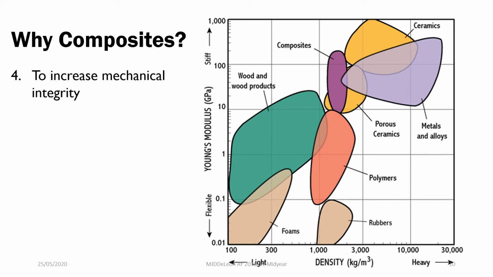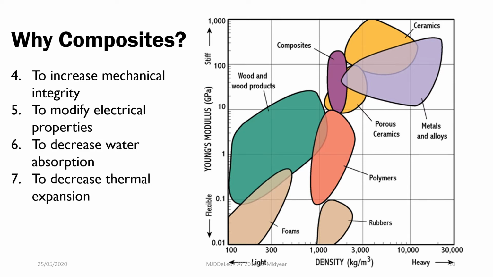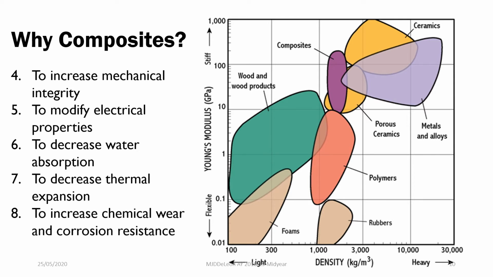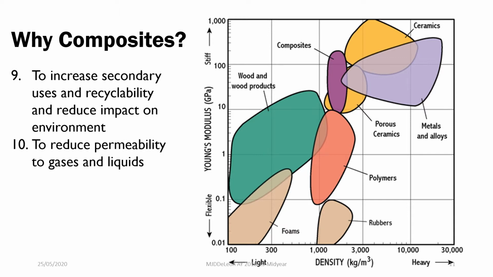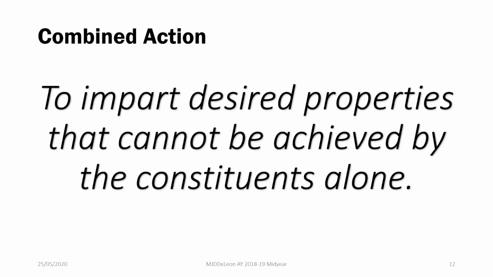So we can also increase the mechanical integrity of our product. We can modify the electrical properties, decrease the water absorption, decrease the thermal expansion, increase the chemical and wear resistance and corrosion resistance of your material. You can also increase the recyclability and the secondary uses of your material, we can reduce the permeability to gases and liquids and improve the design flexibility of your material. So basically, we create composites just to improve our material. So the principle behind our composites is combined action. In composites, we're imparting the desired properties of two different materials onto one.